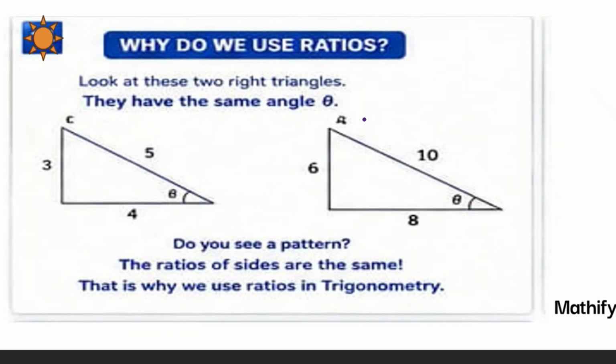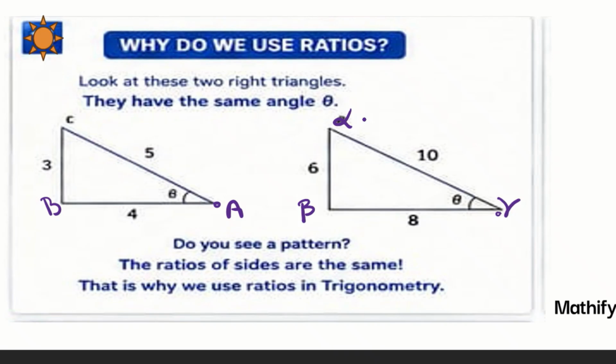Okay. So, why do we use ratios? Now, look at these two right angle triangles. They have the same angle theta. For example, you are here and your friend is here. Suppose you are looking at point C and she is looking at point gamma. So, this is A, B and C. This is alpha, beta and gamma.